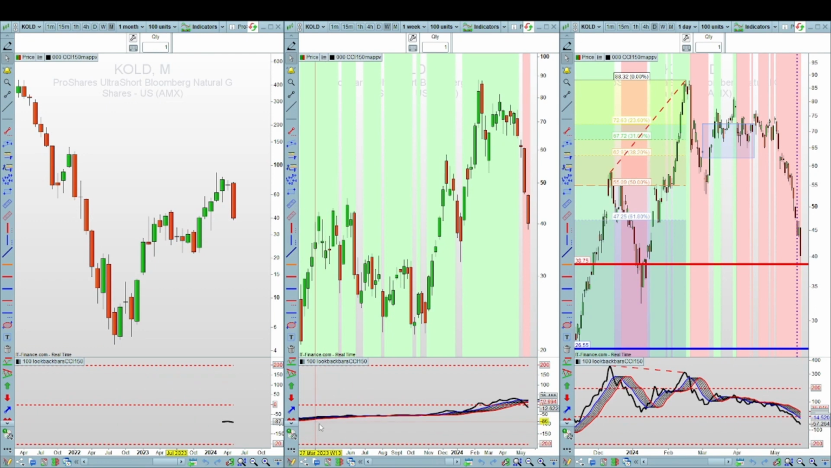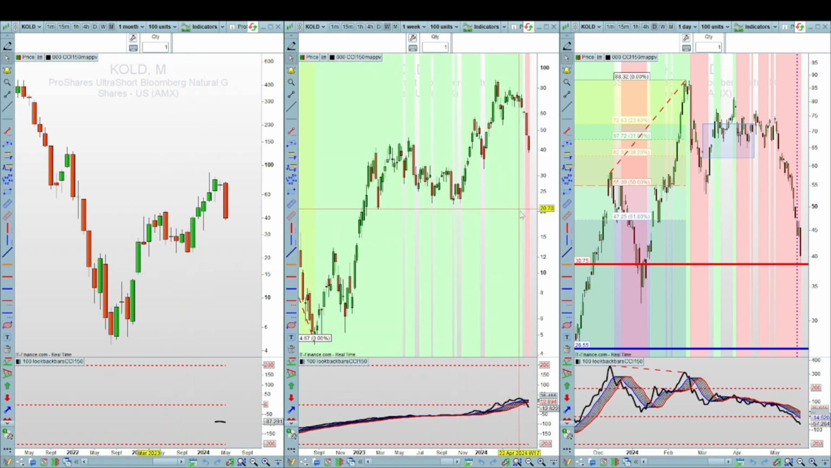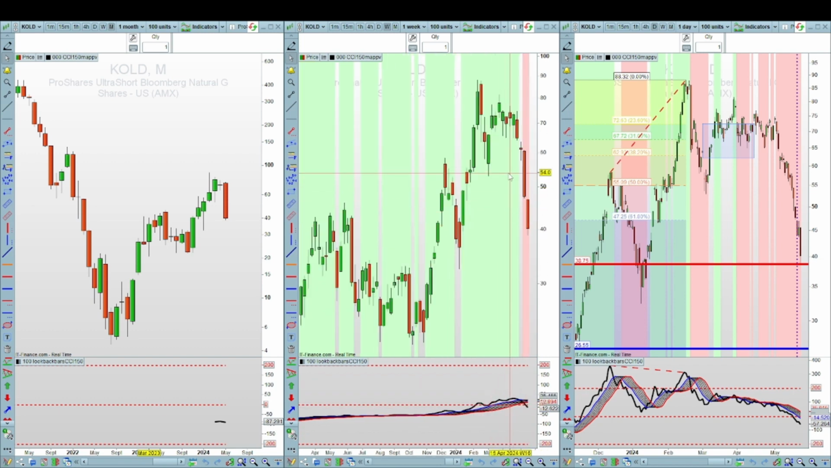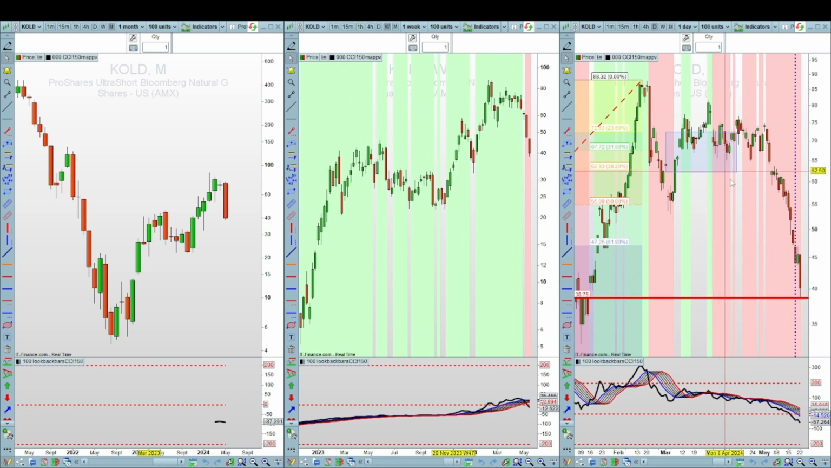Next we look at KOLD. Now on the monthly it's showing no CCI, or it's just starting to, so call it neutral. On the weekly it's broken down into a bearish trend. It's below the moving averages of the CCI, so it's giving us a bearish signal. And on the daily it's been bearish for some time. You can see that the CCI is still dropping off along with the price. But we do have this support at 38.75, so that may still bounce from there. We'll keep an eye on it in the coming days.